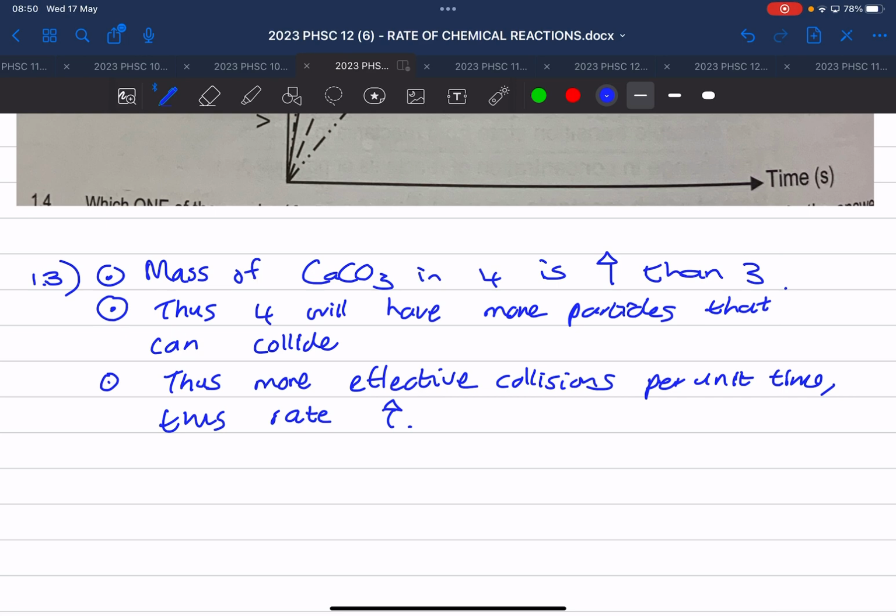Are you done? Okay, so then you ask what effect will that have? Well, it has more particles if the mass is more, and then the conclusion. That's more effective collisions per unit time.